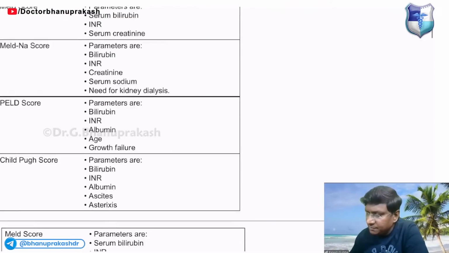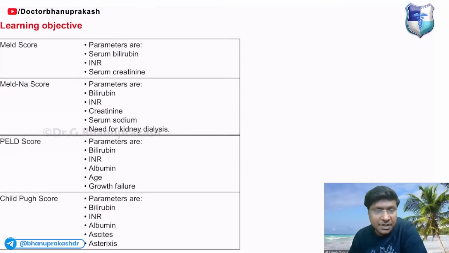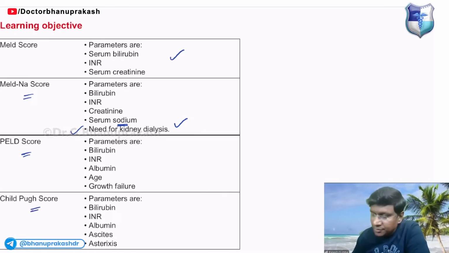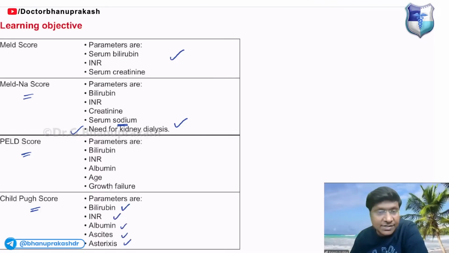This is a very, very important stock question for your exam. What are the components of the MELD score? Bilirubin, INR, and creatinine. What are the components of MELD sodium? Along with bilirubin, INR, and creatinine, you also have two more components: serum sodium and the need for kidney dialysis. The PELD score I was just discussing. Another important score, very useful in alcoholics or alcoholic hepatitis, is the Child-Pugh score. The parameters are bilirubin, INR, albumin, ascites, and asterixis.